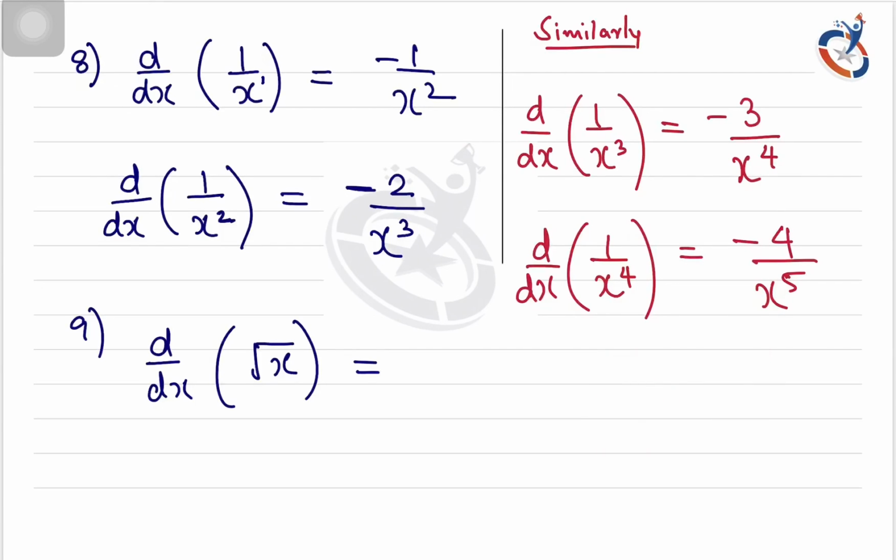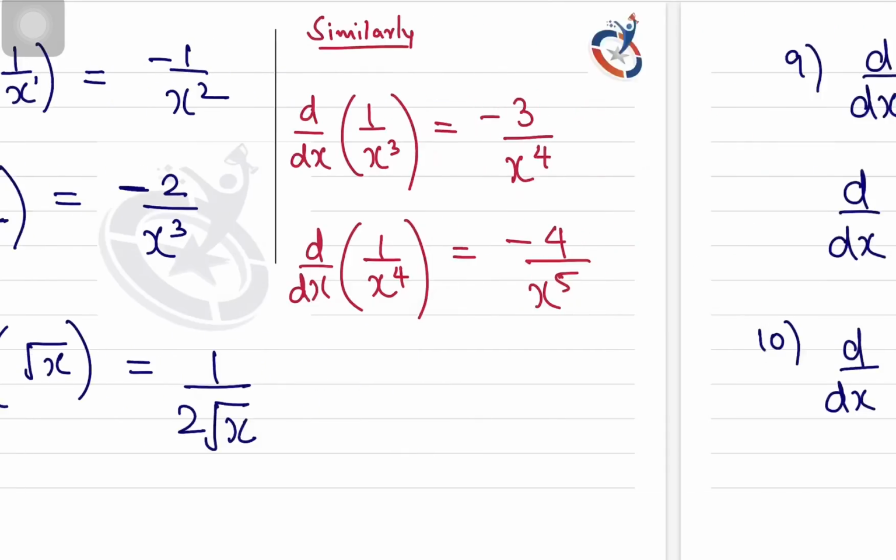And when you simplify that, your answer will be 1 upon 2 root x. So by heart this also, root x ka derivative is 1 upon 2 root x.